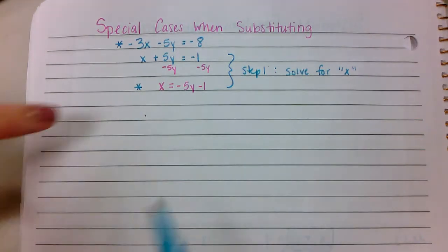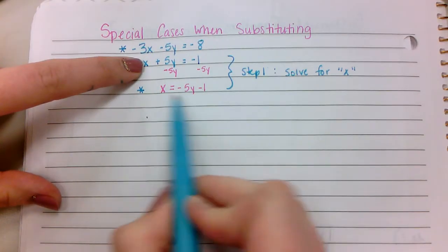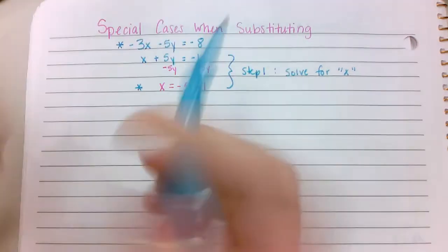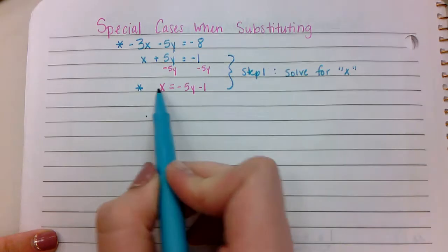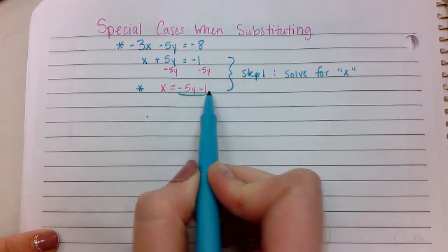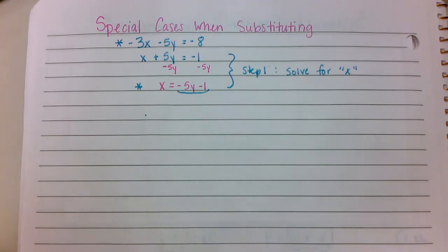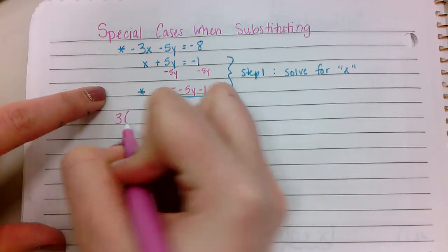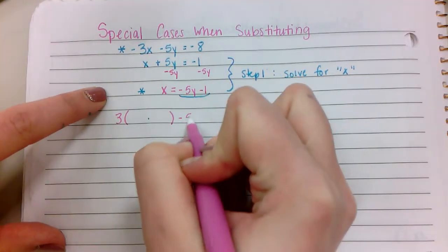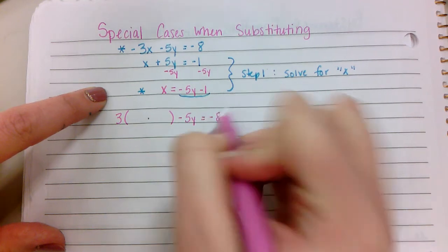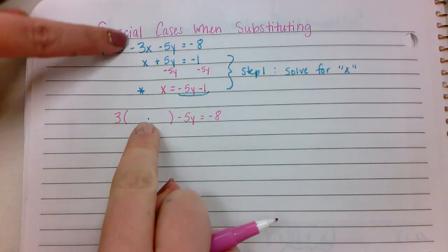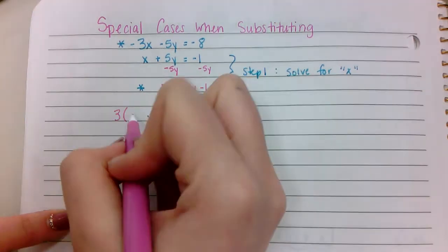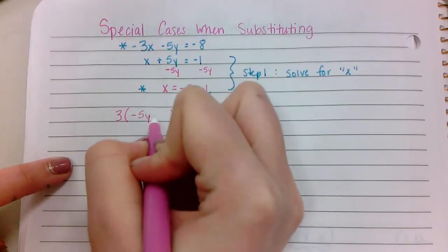Right? So if this equation has been rewritten to be this, I'm going to plug this into the first equation where the x is. If that's what x equals, then that's going to go in place of x. So I'm going to take this first equation, negative 3, and leave a big old space, minus 5y equals negative 8. So this is where the x was, you see? But I'm going to take what I know x is and plug it in place of the letter x.